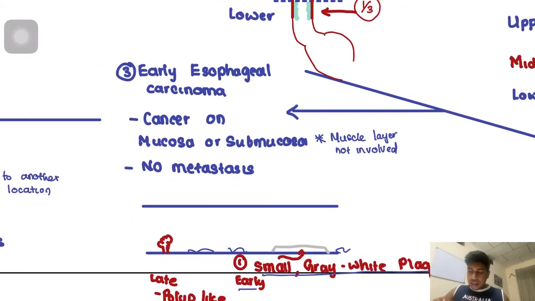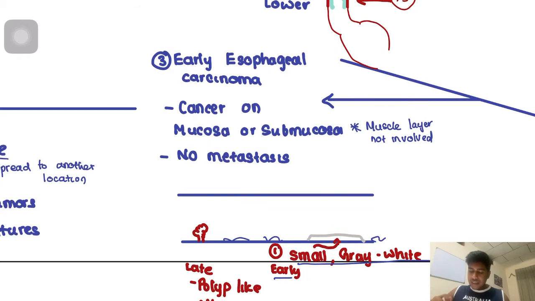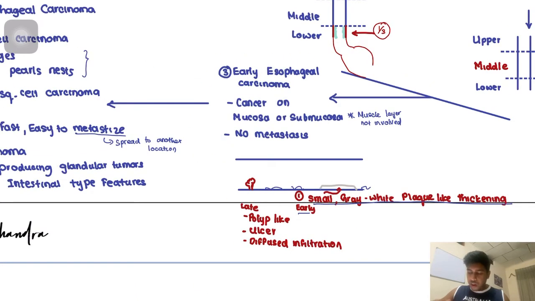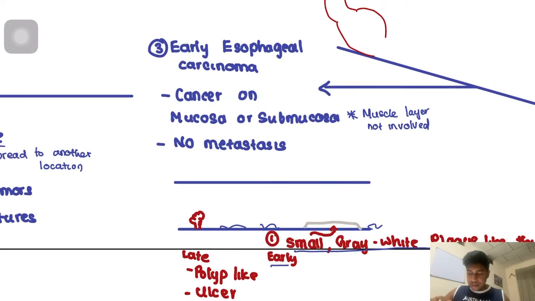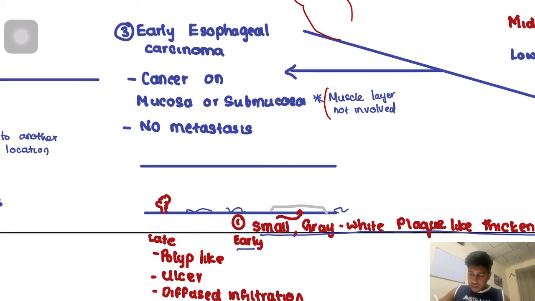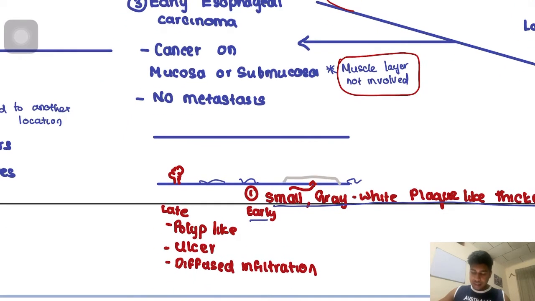First, early esophageal carcinoma. Cancer will be on the mucosa and the submucosa, not the whole wall. It will be the top 2 layers. This is important: the muscle layer is not involved, and there is no metastasis.